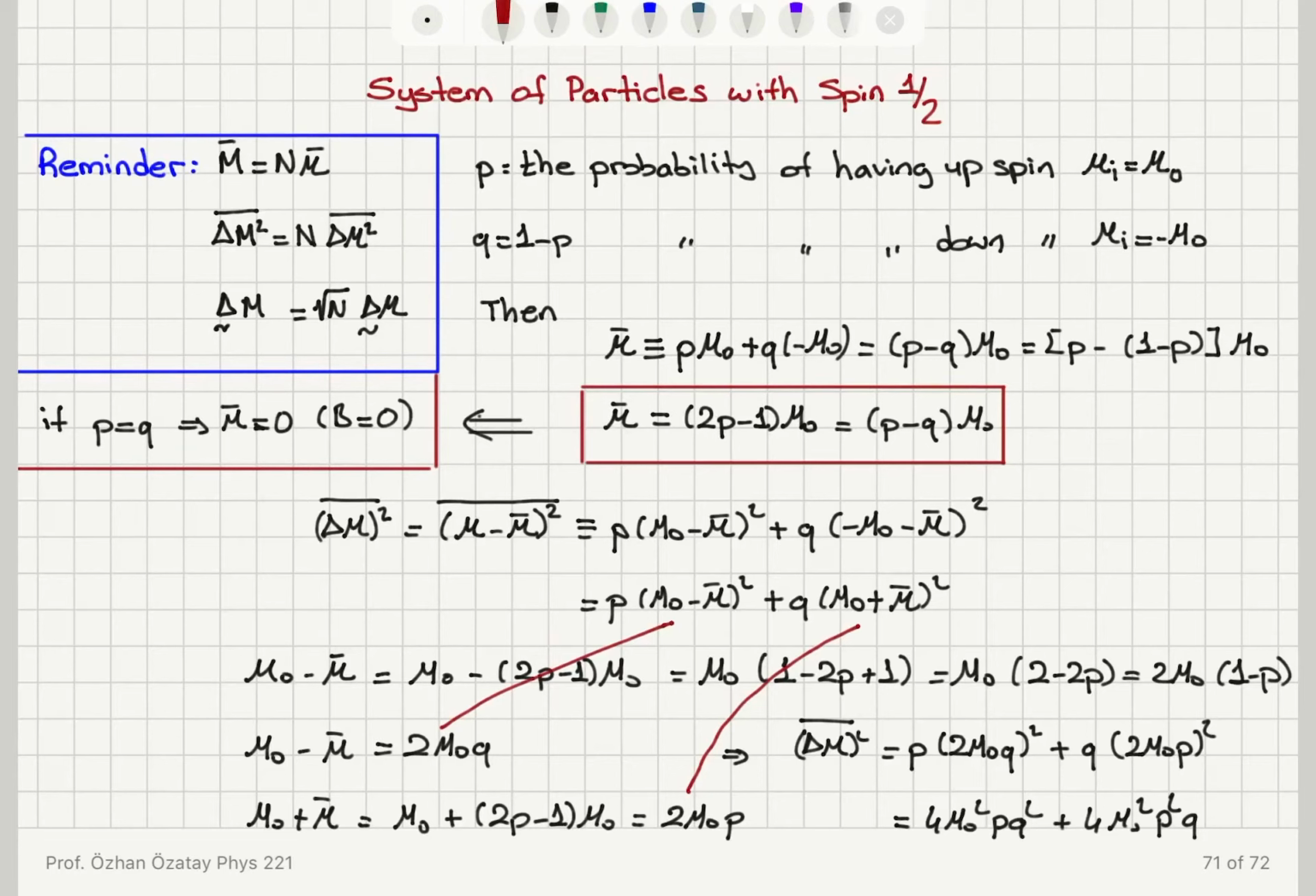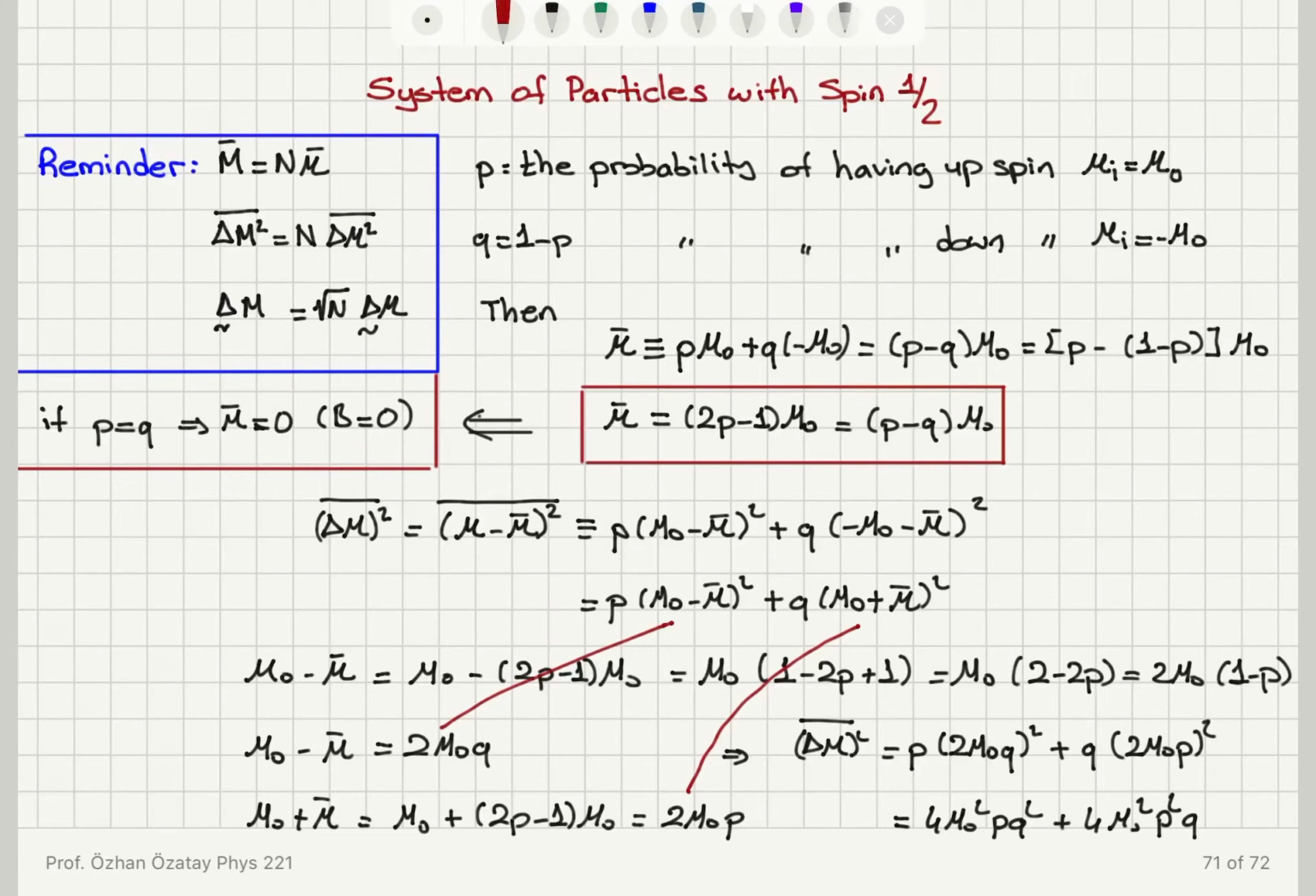In the previous video, we found the total magnetic moment average value is related to the total magnetic moment per spin average value with a factor of capital N, the number of spins in the system, and the variance is capital N times the variance of mu, and the standard deviation is square root N times the standard deviation of mu. Relative magnitude of fluctuations, standard deviation divided by the average, was scaling as 1 over square root N. That's what we have found out.